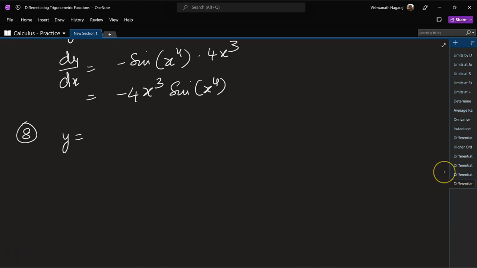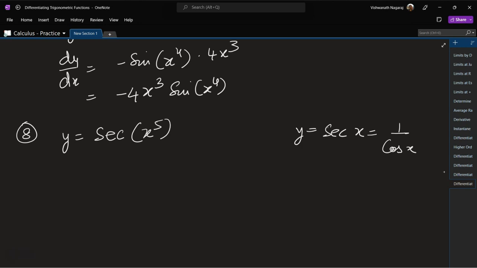Eighth one, y is equal to sec of x to the power of 5. Now, you don't have to remember all the standard derivatives of all the trigonometric functions, because even if you don't remember them, very quickly you can derive them. So instead of looking at x to the power of 5, first let's look at y is equal to sec x, right? Which can be written as 1 by cos x.